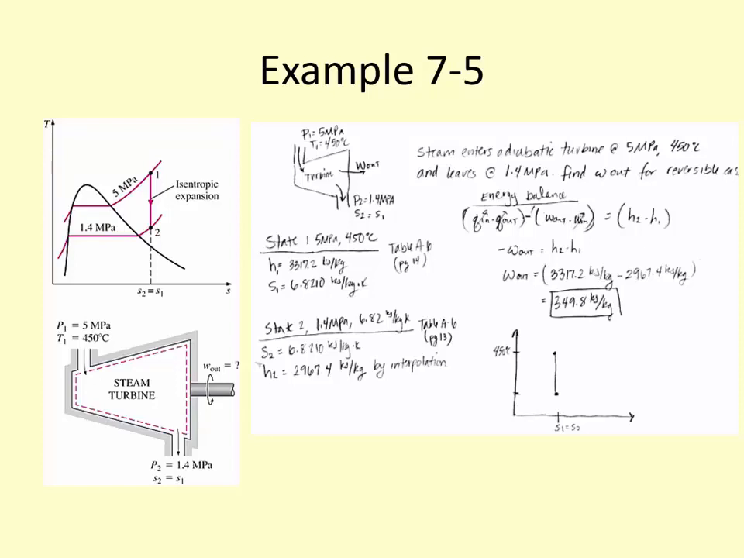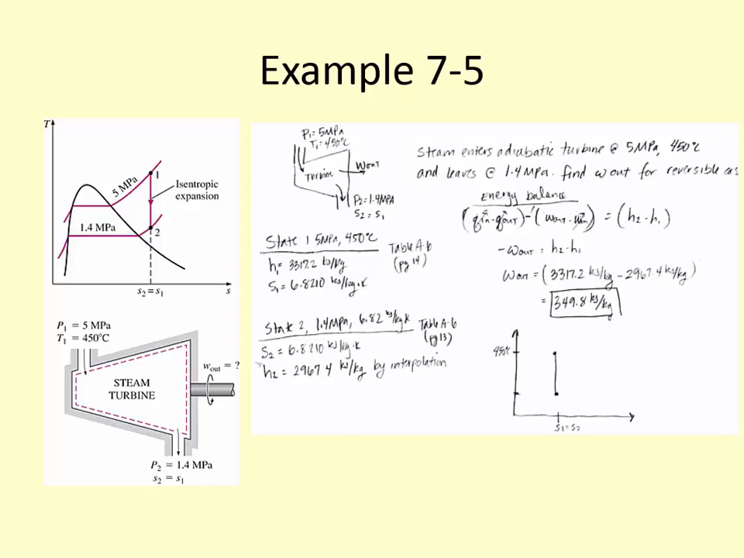Okay, so we find the property values at state 1 and state 2. Ultimately, we want to find the work output of the turbine per unit mass. So per unit mass, with all lowercase letters, q in minus q out plus w in minus w out is equal to h2 minus h1. Notice mass doesn't even factor into this equation. There's no mass flow rate. Do we have any heat transfer to or from our turbine? No, it's adiabatic. That was one of the assumptions from the beginning.